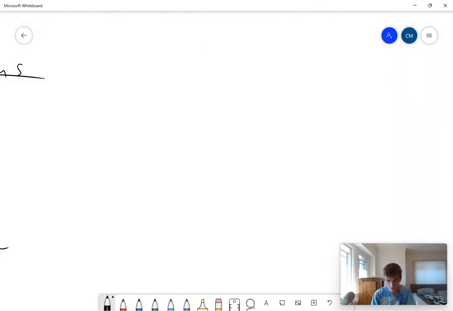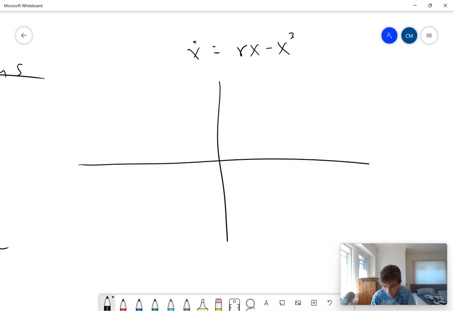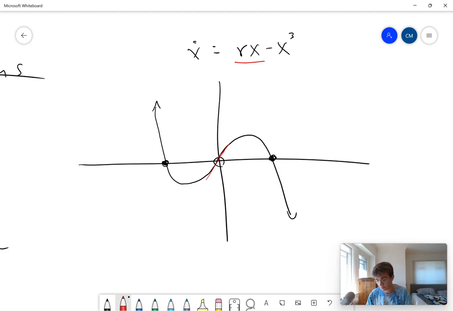So if we plot x dot is equal to rx minus x cubed, we're going to have a cubic function that looks like this. And now again, we're going to have 3 fixed points. These outer points are going to be stable and the interior is going to be unstable. And then this rx term here is basically going to represent the slope at the origin, because the system behaves basically like rx near the origin.